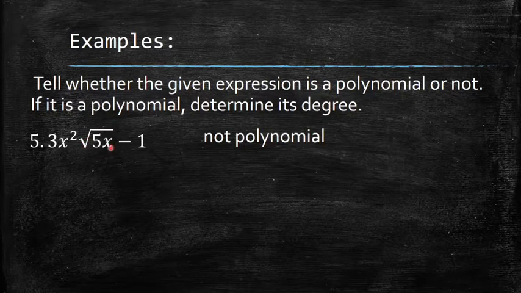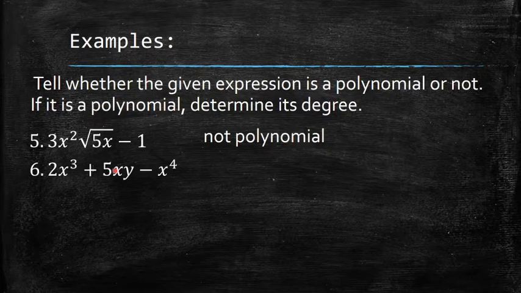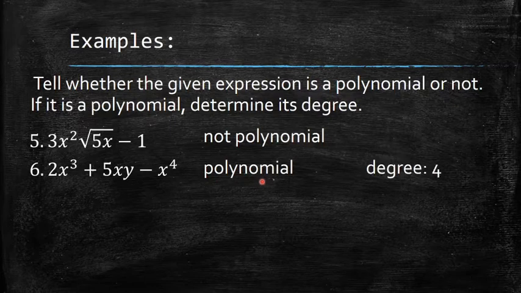So if there is a variable inside the radical sign, this is an algebraic expression but not a polynomial. Now let us have example number 6. We are given here 2x cubed plus 5xy minus x to the 4th. Since the exponents of each variable in the given terms are whole numbers, this is a polynomial. And the degree of this polynomial is 4 because the highest sum of the exponents of the variable or variables is 4.